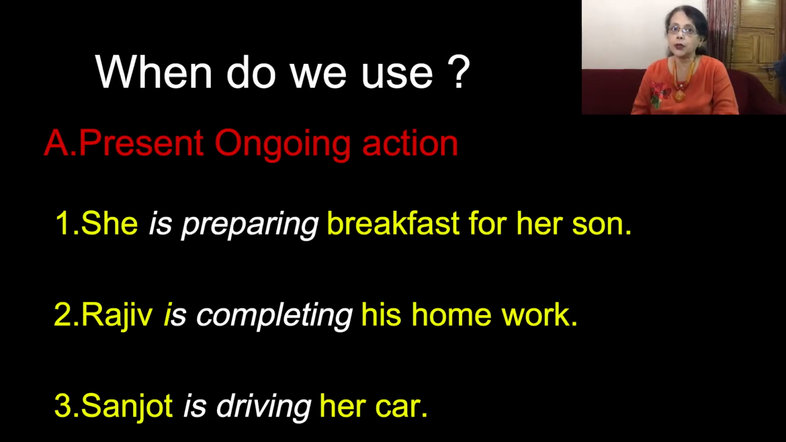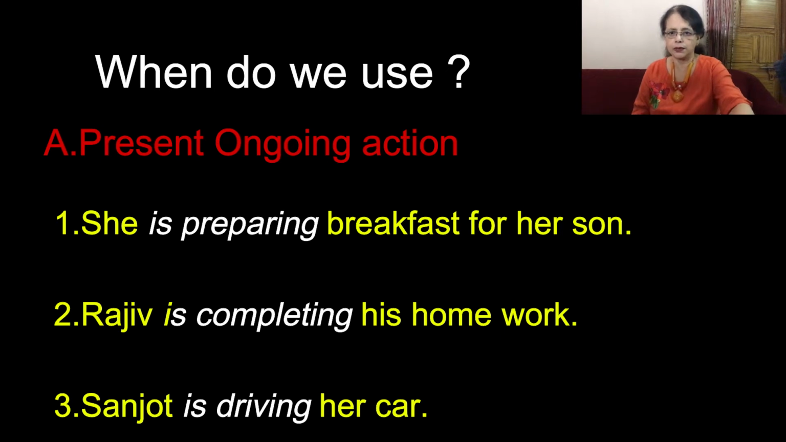Fine. We use this tense to refer to a present ongoing action. Something that is happening now. She is preparing breakfast for her son. Rajiv is completing his homework. Sanjyot is driving her car. All these three sentences show an action that is going on, that is happening right now. So, when you want to refer to an action that is happening right now, we use present continuous tense.